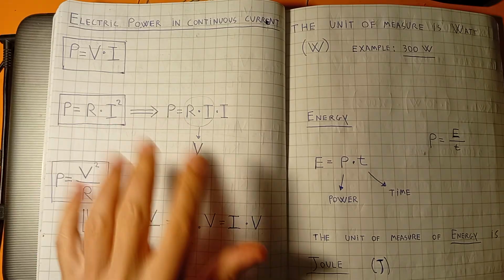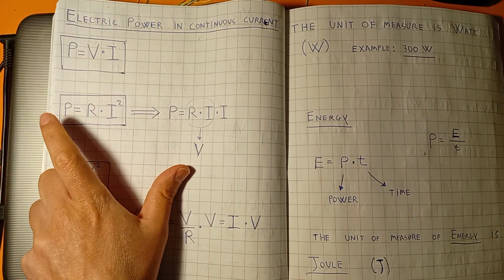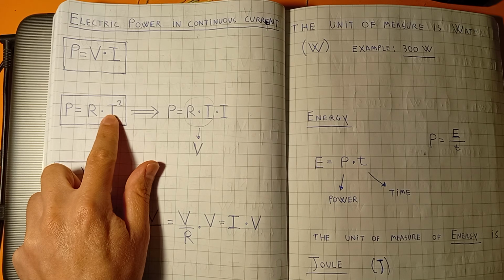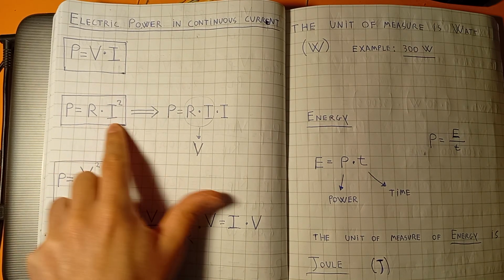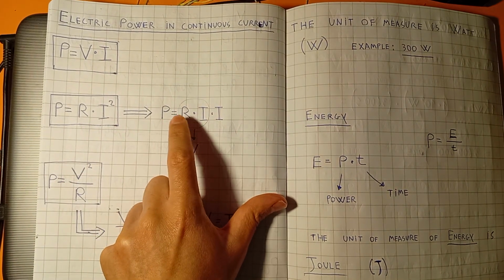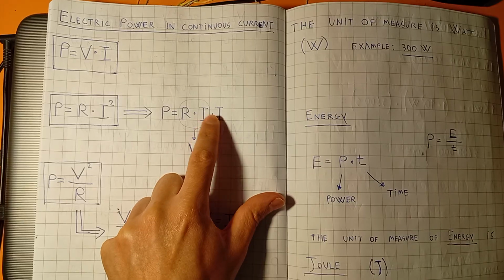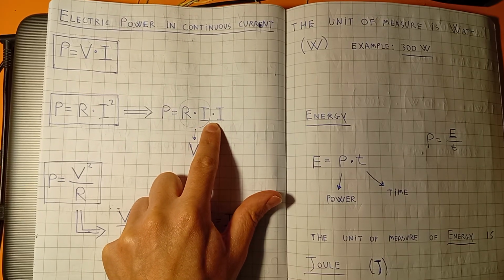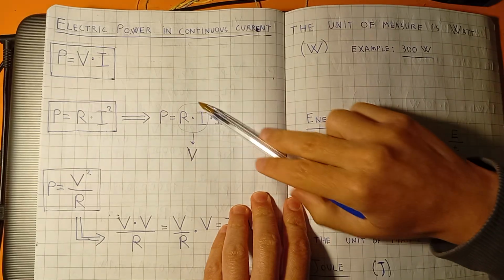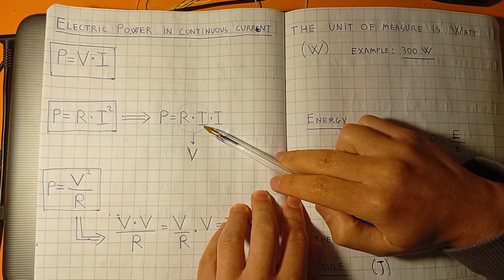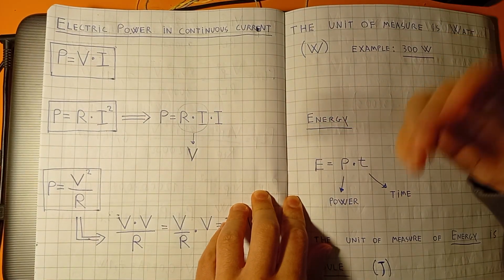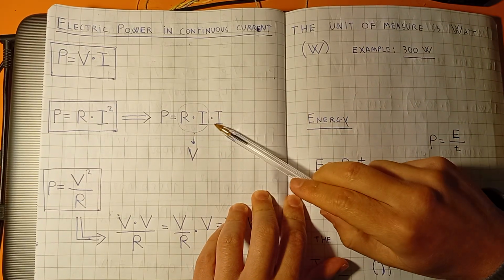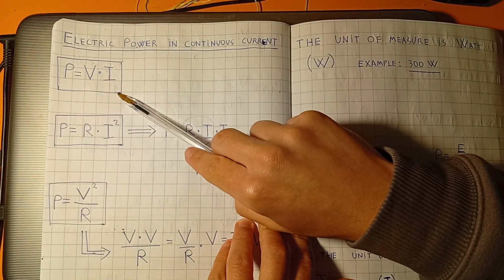Okay, let's analyze this. If we have squared current here, what does it mean? We can write this in this other way. Power is equal to resistance multiplied by current two times. This is squared current. And now if we just consider this part, resistance multiplied by current, well, it is voltage. It is the first Ohm law. So this formula is still voltage multiplied by current. It's still the same.